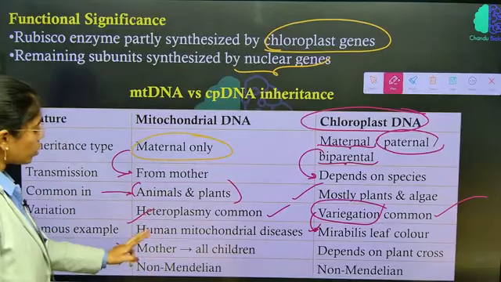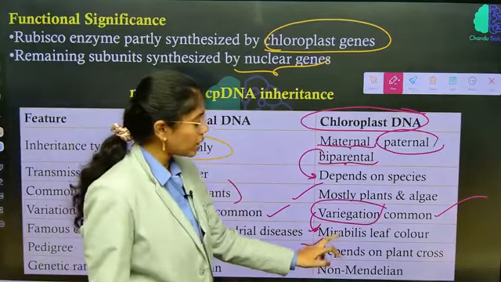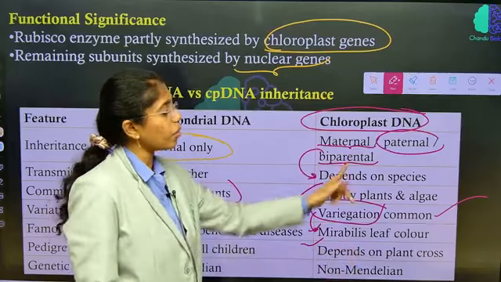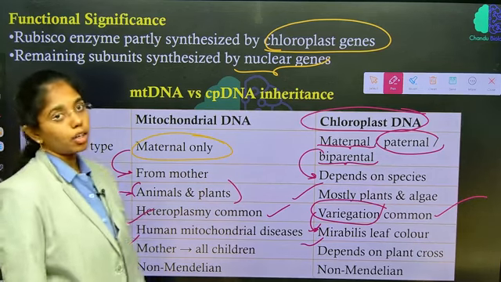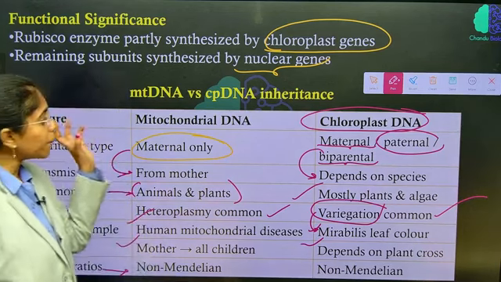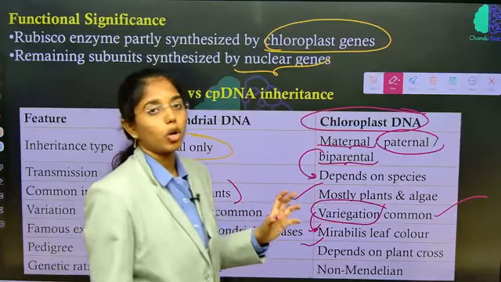The pedigree is from mother to all children. Here, for chloroplast DNA, this depends on the type of plant cross; any type of inheritance is possible. Genetic ratios are non-Mendelian for both mitochondrial DNA and chloroplast DNA. This is the complete information about mitochondrial and chloroplast DNA.